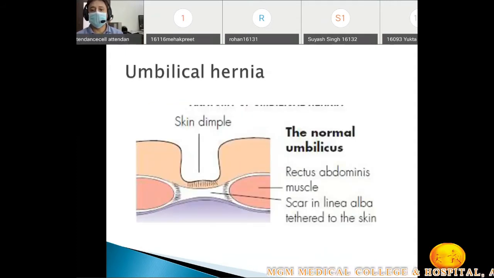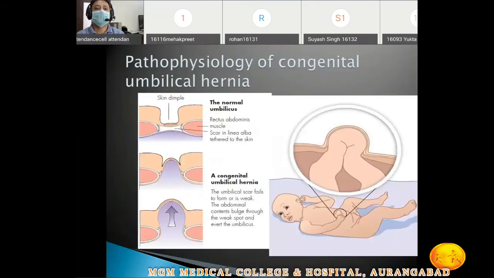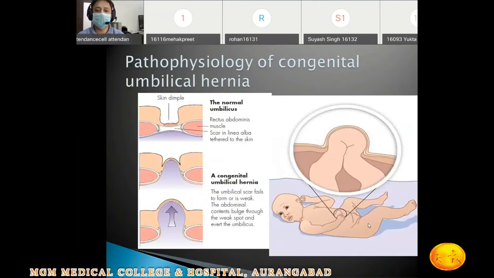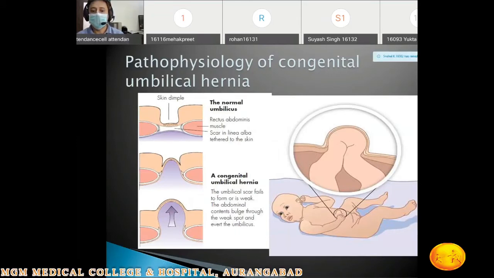In the normal umbilicus, there is dimpling; a skin dimple is seen in the umbilicus. The scar of the linea alba is tethered to the skin. This is how a normal umbilicus looks. In congenital umbilical hernia, the umbilical scar fails to form or is weak. The abdominal contents bulge through the weak spot and evert the umbilicus. This is how an umbilical hernia looks.